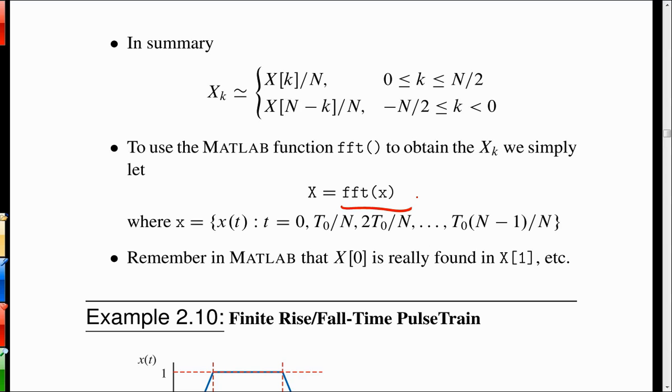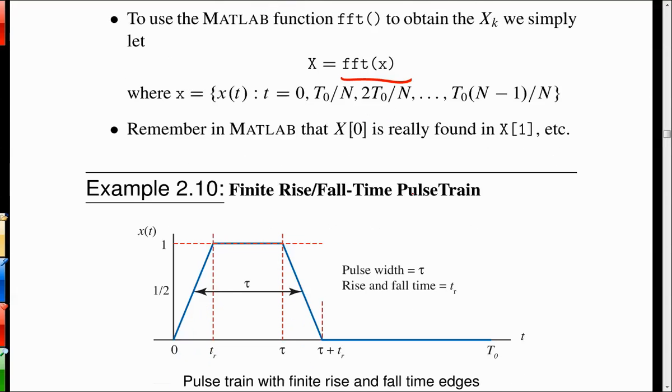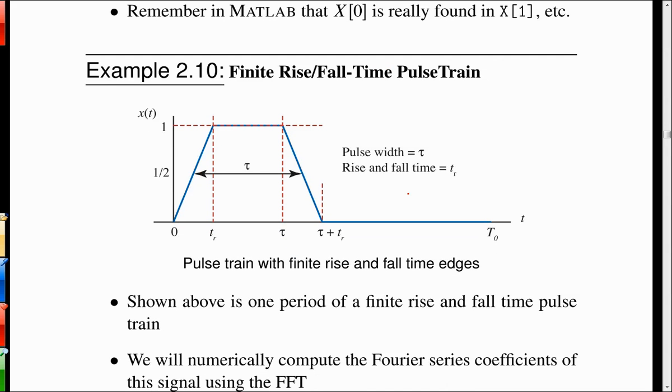And so I have some code in here that shows you how to do that. The main reason why I put it in here is just to show that you can resort to numerical methods and you can get satisfying answers. So I take a real practical example here of a finite rise and fall time pulse train.